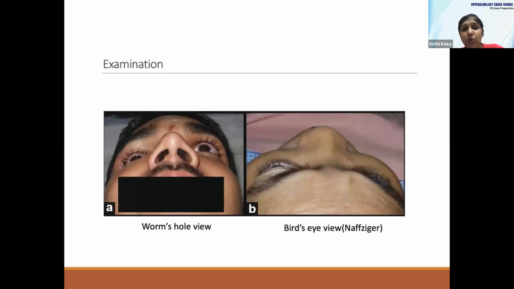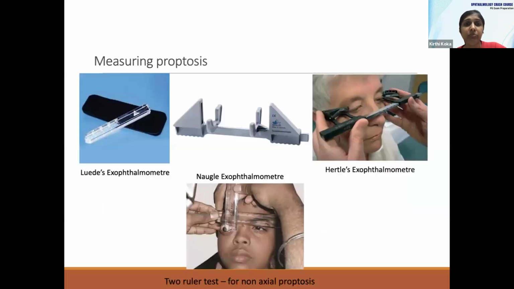Before you start using the Hertel or touching the patient, you can look for whether there's proptosis. Suppose you don't have a Hertel and you want to see whether the person has proptosis or enophthalmos, you can do either the worm's eye view or the Naugle's view from behind the patient. You can measure proptosis with any of the instruments that you have. Most commonly we use the Hertel, but in case you don't have one, you can always use the two ruler method to determine the amount of proptosis.